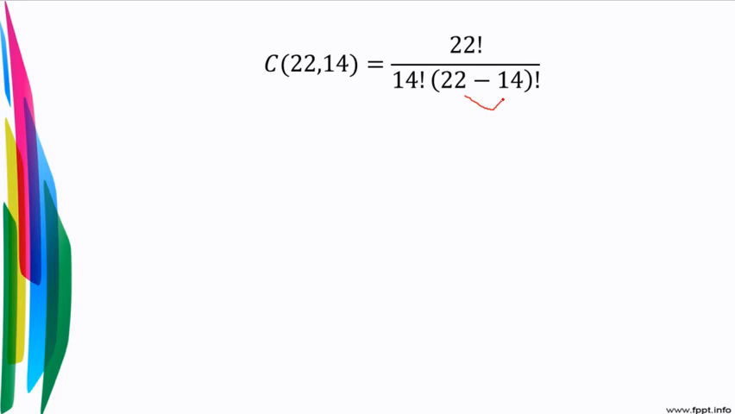Simplifying the terms inside the quantity, we have 22 factorial over 14 factorial times 8 factorial. We may use a calculator to get the answer immediately. Upon using our calculator, it will give you the answer of 319,770 ways. Again, the third problem was solved using combination because it stated that the position is not important. That falls under combination. Let's have the next one.